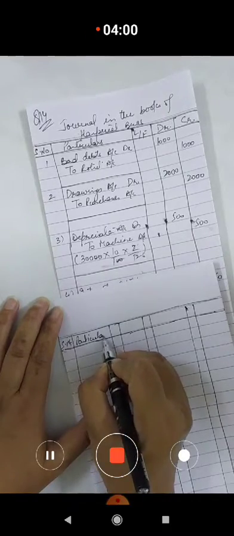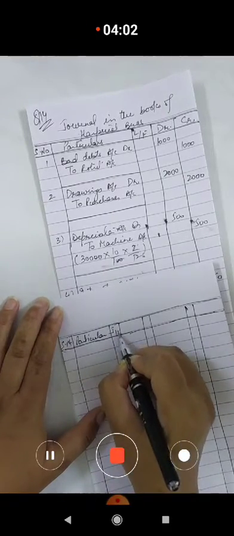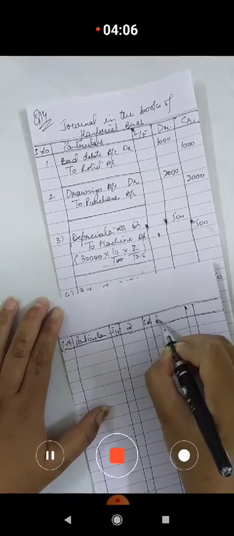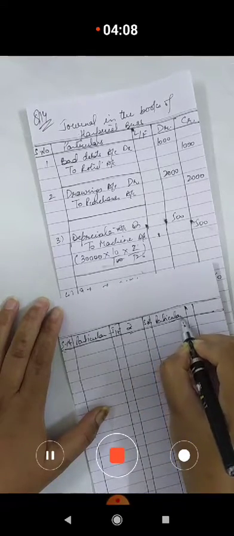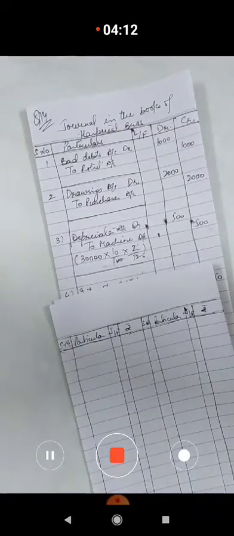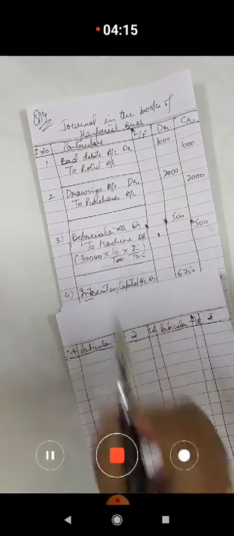Serial number, particulars, journal folio, amount. Again serial number, particulars, journal folio, and amount. So this time we will make the ledger of depreciation account.